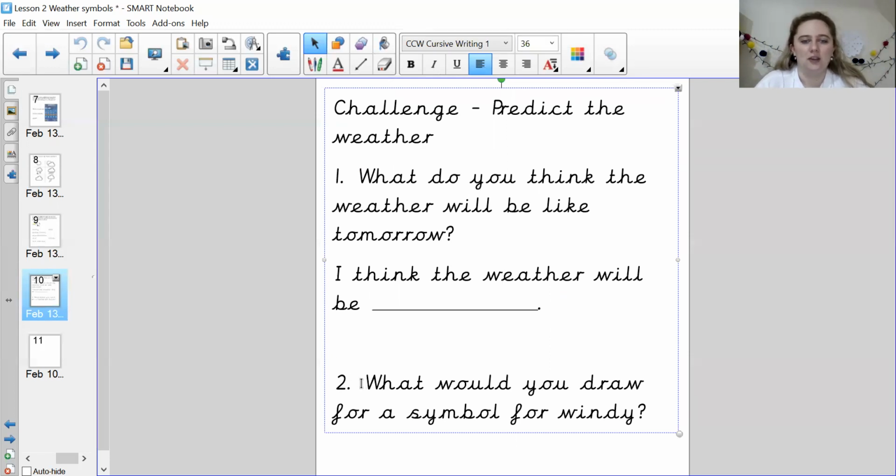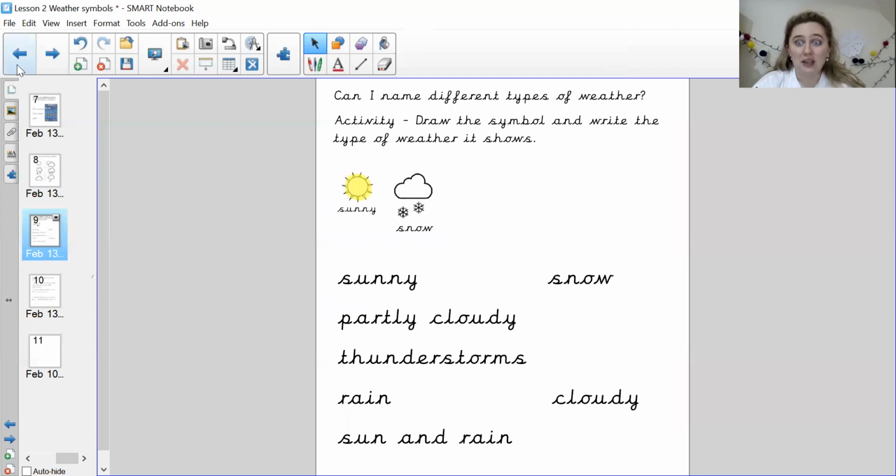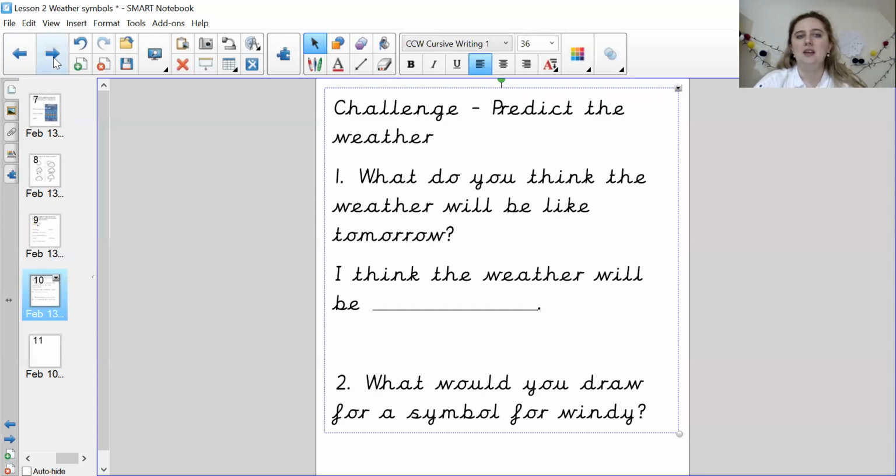And the second challenge question is, what would you draw for a symbol if it was windy? Okay, I'd like you to draw a symbol of what you think we could use to show it's windy. Okay, so the first thing you need to do is draw all the symbols and write what they mean. And then the second part is the challenge.